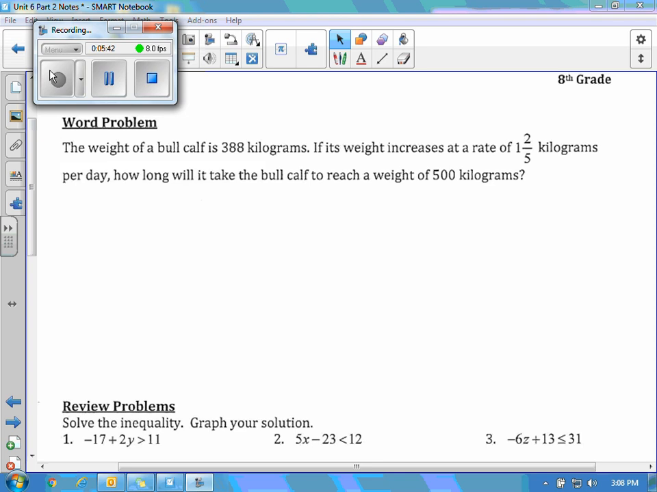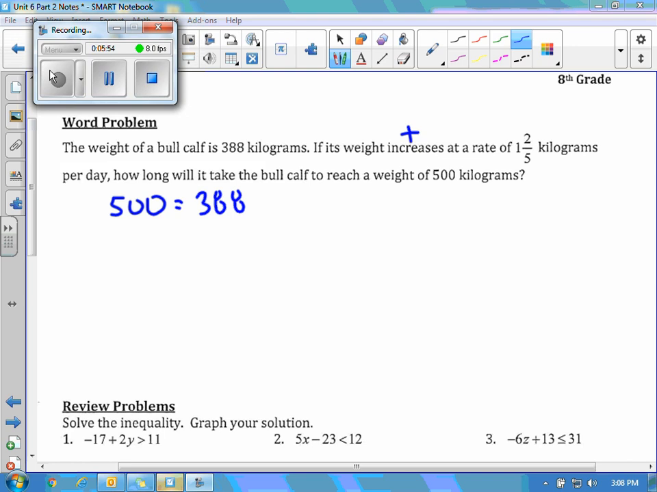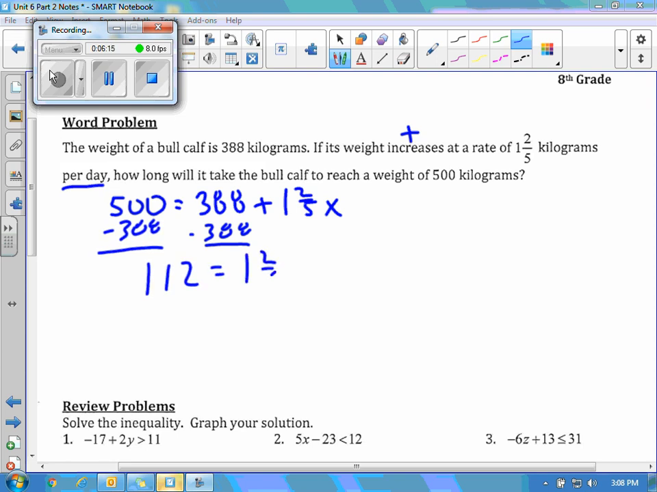We're going to start with our goal weight. Our goal weight is to get to 500 kilograms. And our bull calf right now is 388 kilograms. It says it increases, which I know means addition, so I'm going to add 1 2/5 kilograms, and it says per day. So that's going to be my variable. So I need to solve this. I need to subtract first before I worry about dividing. So I'm going to subtract 388 from both sides. That's going to give me 112 equals 1 2/5 x.